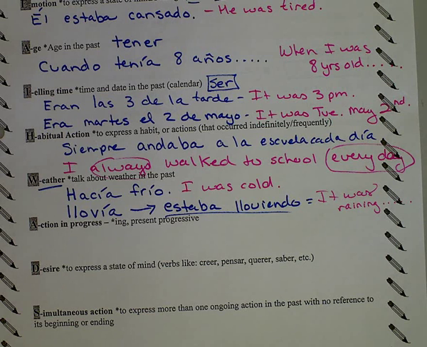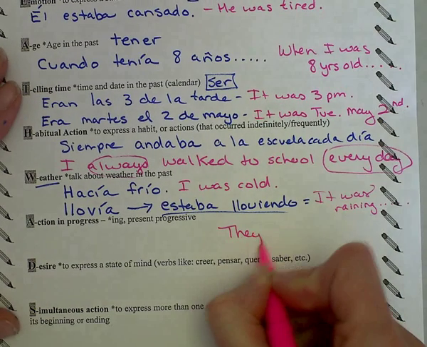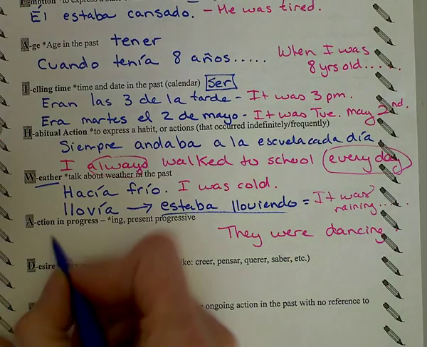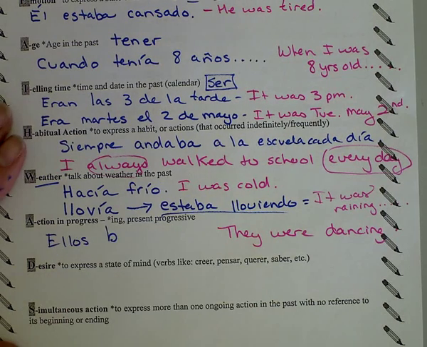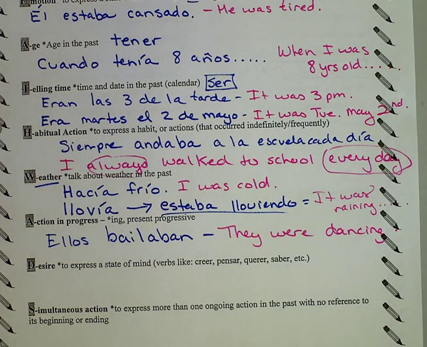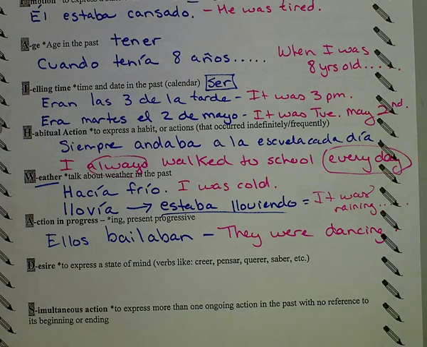Action in progress. This is your ing. Anytime you say somebody or something was doing something, ing, then that's going to be an action in progress. So let's come up with an example. They were dancing. How would I write they were dancing? It's going to be 2 words. Bailaban. They were dancing. So there's your action in progress.